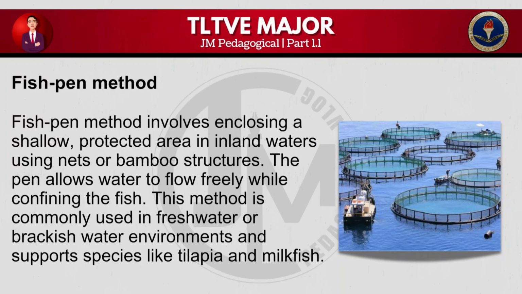Fish pen method involves enclosing a shallow, protected area in inland waters using nets or bamboo structures. The pen allows water to flow freely while confining the fish. This method is commonly used in freshwater or brackish water environments and supports species like tilapia and milkfish.